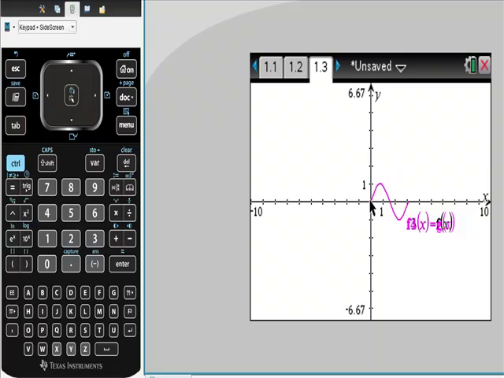Somebody's going to write back to me and say, you could have just set up a piecewise function. There's a zillion ways to do this. I wanted to show you one that I thought was quick and relatively easy.